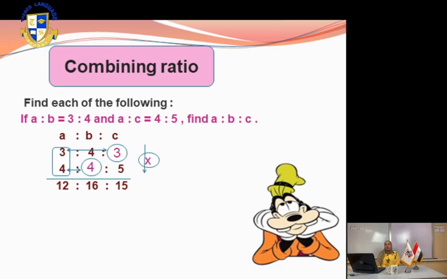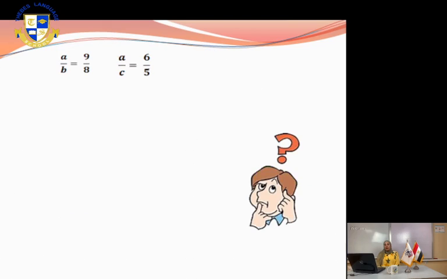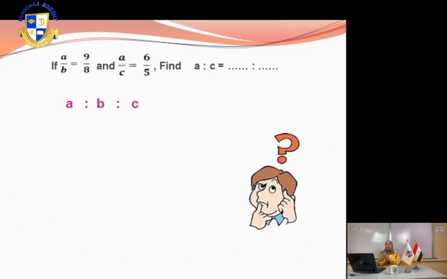Another example, if A over B equals 9 over 8 and A over C equals 6 over 5, find A to C only. Okay, first I have how many variables here? A to B to C. So I must have in the line of the names A to B to C. Now put our fraction, which means a ratio, another form of ratios, under its variables.